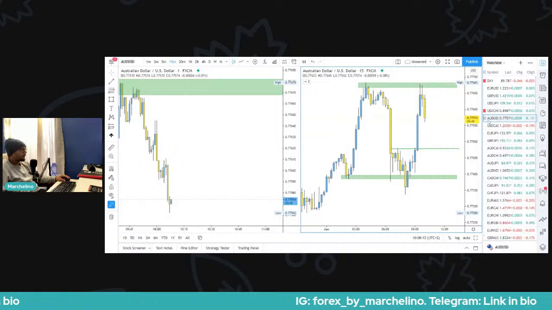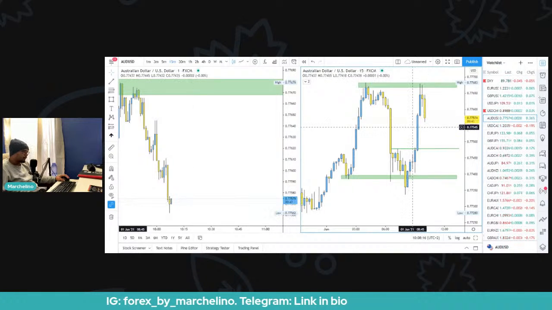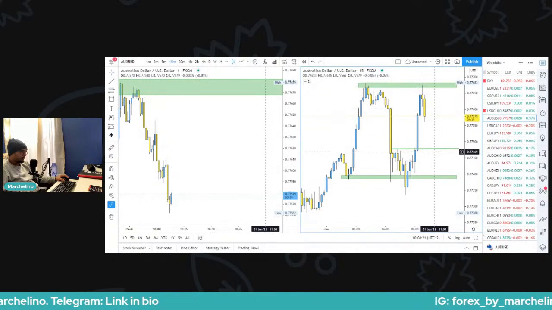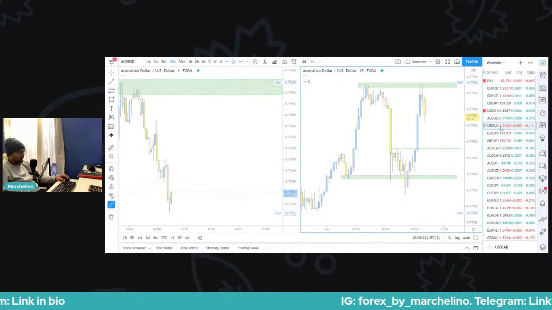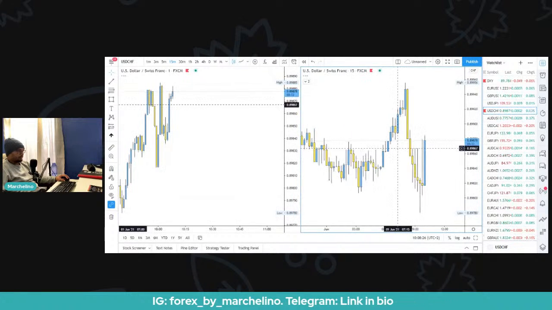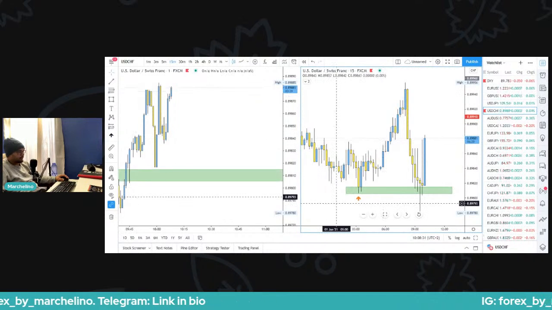I wonder what the correlation between AUD USD and USD CHF is. Because you can see now this is a 3 candlestick formation that could take price down. USD CHF, it's not necessarily a 3 candlestick formation, but it's a candlestick formation that could take price up.